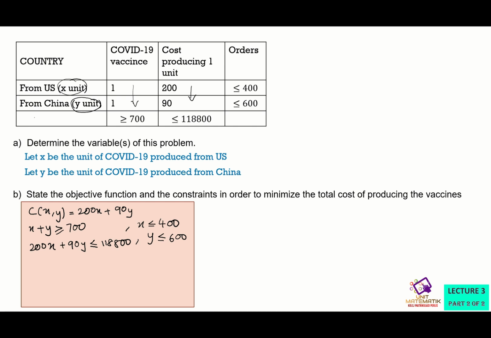Are we done yet? Not yet. Don't forget the compulsory inequalities, which is x, y greater than or equals to 0. This is the compulsory inequalities that you need to write in every application question. Please remember. Next question, we need to sketch the feasible region satisfying the system of inequalities in part A.